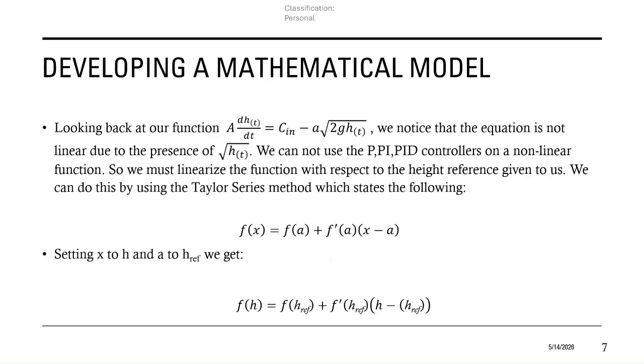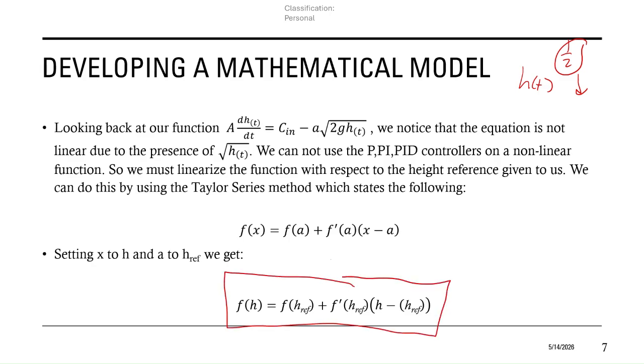And if we were to look back at our main function, we would notice that the equation is not linear due to the presence of the square root of h of t. So h of t to the power of 1/2 is not linear. So we can't use the P, PI, or PID controllers on a nonlinear function. So we need to linearize it using the Taylor series method by substituting our values, setting x to h and a to href.